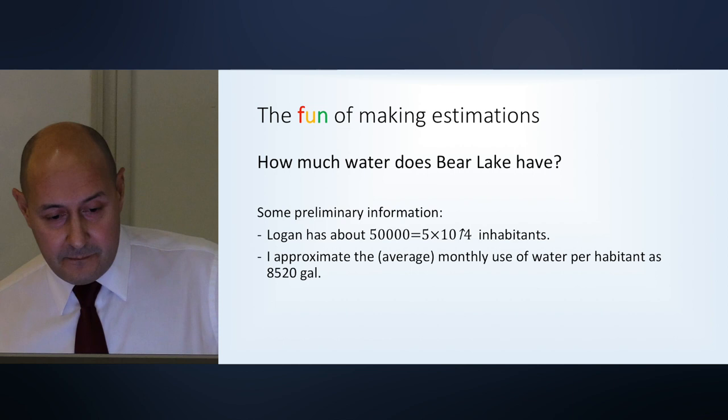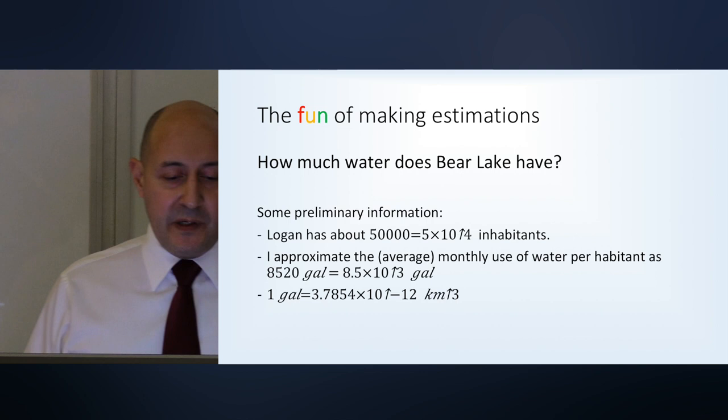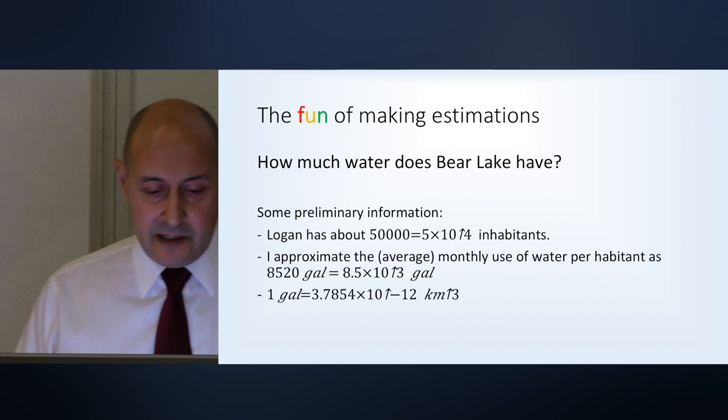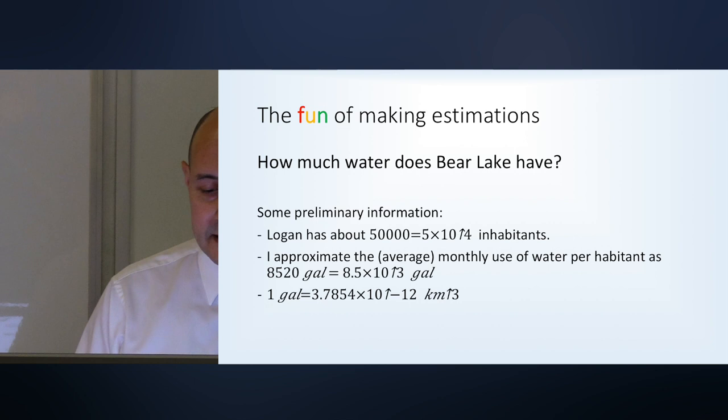Finally, you need to know what is the relation between 1 gallon and 1 cubic kilometer, right? And again, you have this number over here, right? So 3.79 times 10 with exponent to the negative 12. And then you can just make computations.